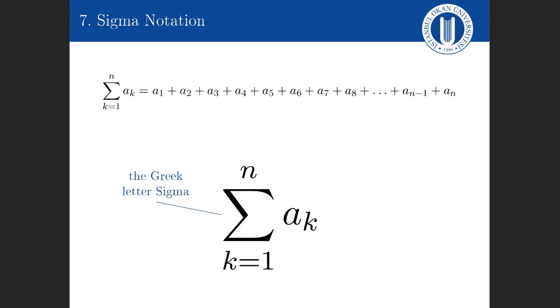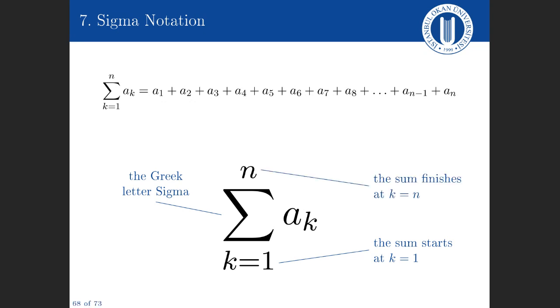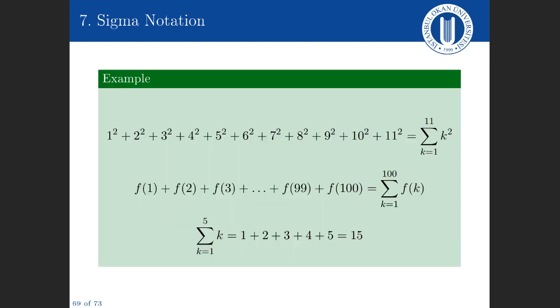And what this means is we have a sum which starts at k equal to 1 and it finishes when k is equal to n. So we start with A1 and we finish with AN. For example, 1 squared plus 2 squared plus 3 squared plus 4 squared, all of the way up to 11 squared. We can write this as sigma, or sum, from k is equal to 1 to 11 of k squared.